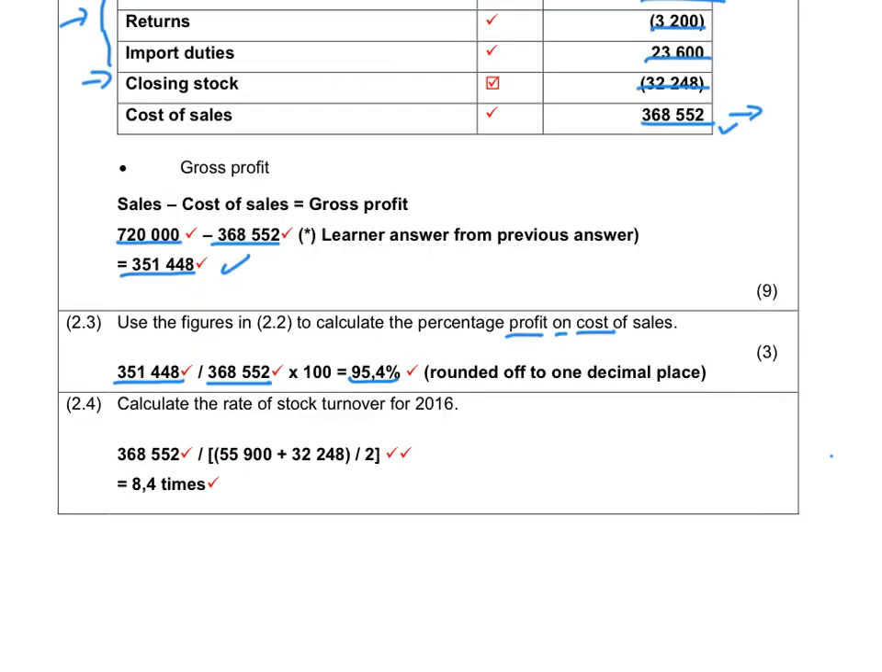In the next question, we have to calculate the rate of stock turnover for the current year. To calculate rate of stock turnover, we use the cost of sales figure and we divide it by the average stock for the year. That means we have to take our opening inventory and our closing inventory, add them together, divide by 2 to see what is my average stock. And if I divide that into my cost of sales, I will get 8.4 times a year.